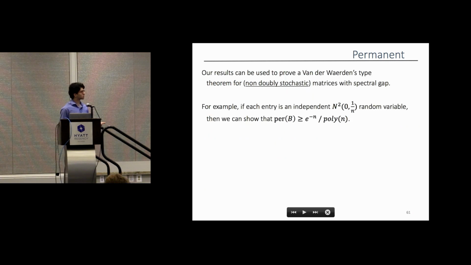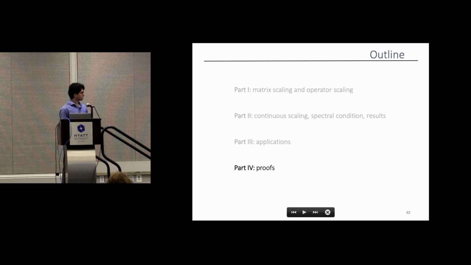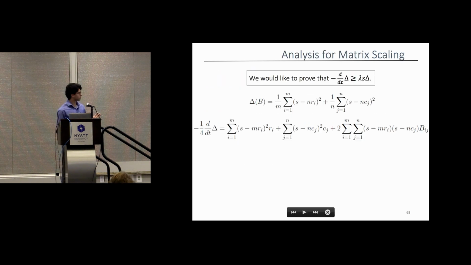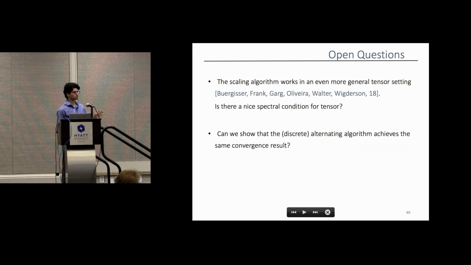It turns out that our results can be used to prove an approximate van der Waerden type theorem for non-doubly stochastic matrices. If you're approximately doubly stochastic and you have a spectral gap, then we can show that the permanent is only a polynomial factor off of this exponential bound. I don't know of that many results on non-doubly stochastic matrices for permanents. I think I'll skip the proof. We'll go to the open questions.